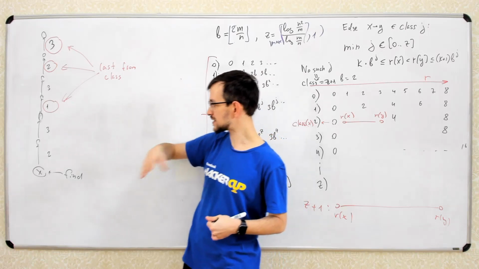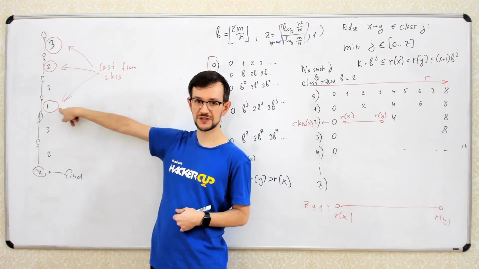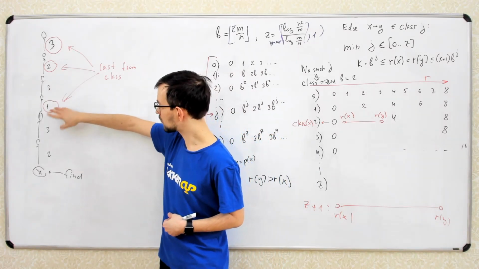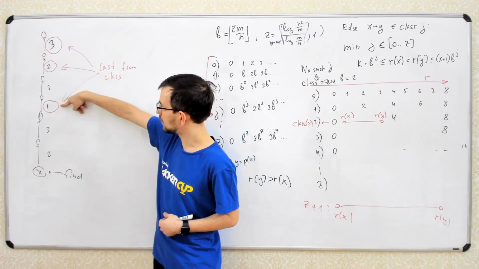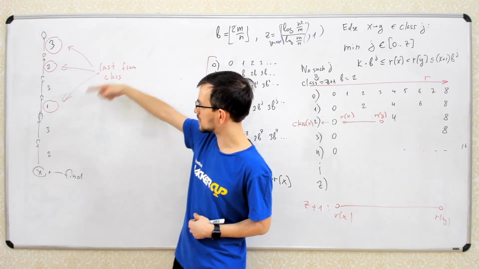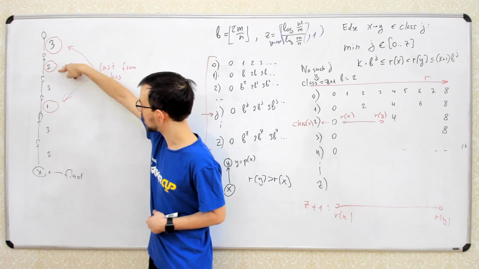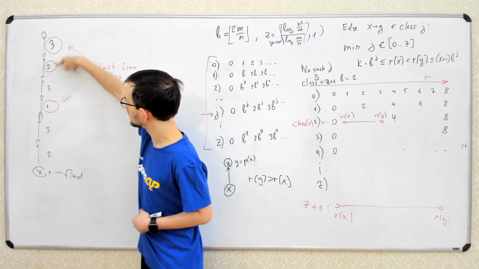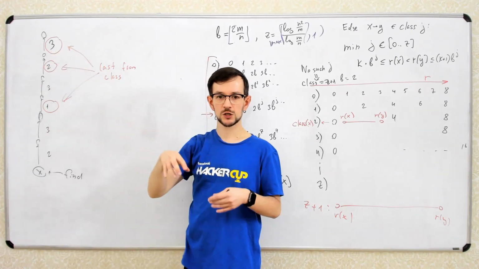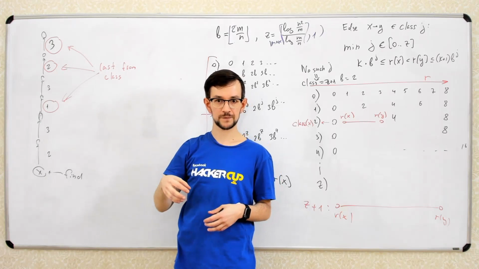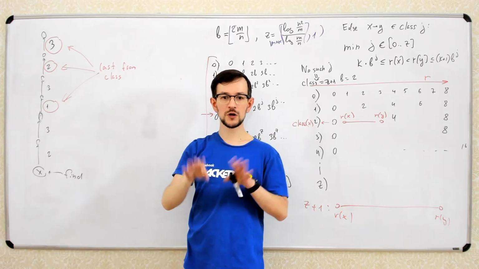So for each class, we take the last edge from this class. Like we have, this is the only edge from x1. For class 2, we have this and this. So this is the final. For class 3, we have this, this, and this. So this is the last edge from this class. So we take only the last edge from each class. Now let's calculate the sum only for these edges.